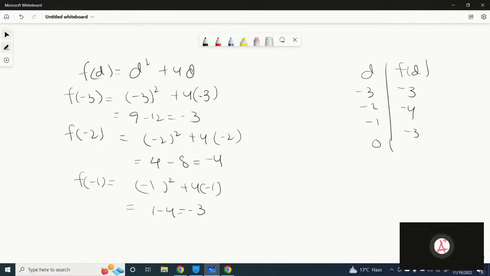And f of 0: 0 square plus 4 times 0, so that is 0. Got it? That's how you have to complete the tables. Got it, everyone? Should I move on? Is there any problem? Okay, let's just move on to the next topic.